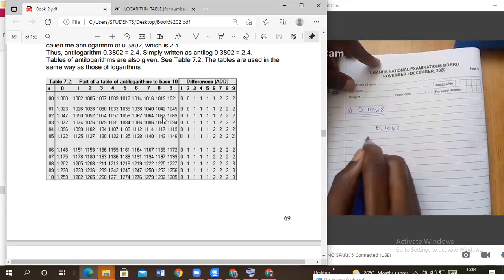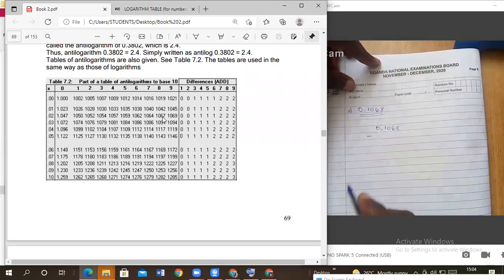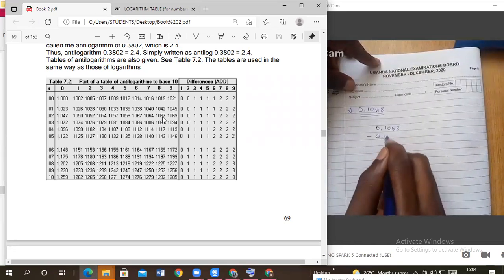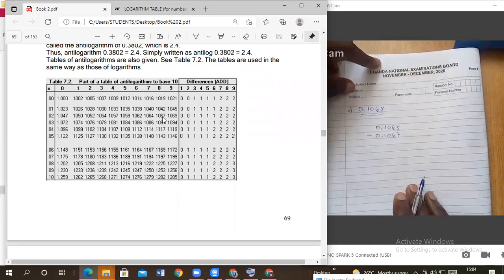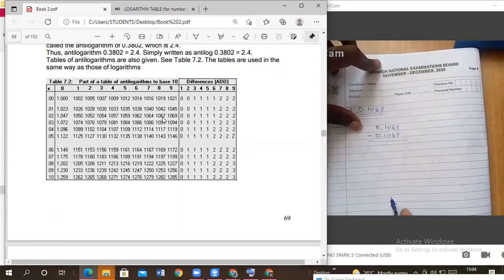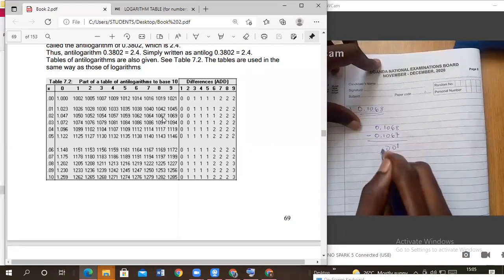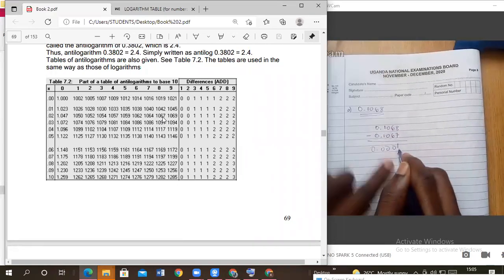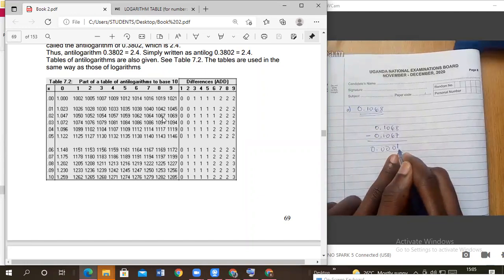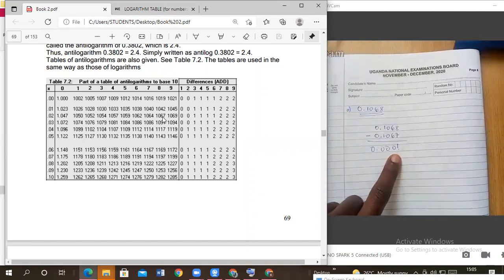So what you do, you take 0.1068 and take away what we have on the table, 0.1067. You subtract, and this one will give us 1. So this is 0, this is 0, this is 0, and we should add 1. So you come to the column of add or difference. We are adding 1.